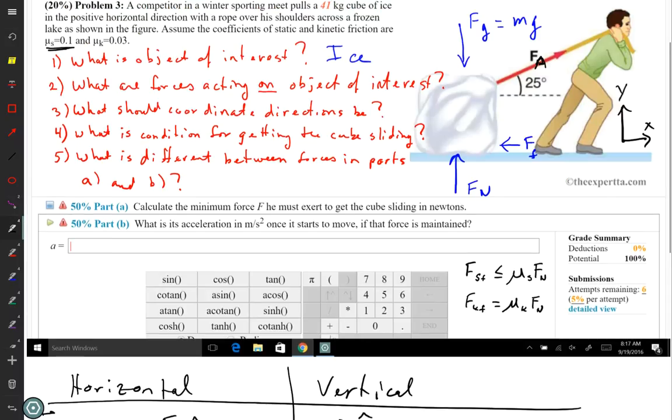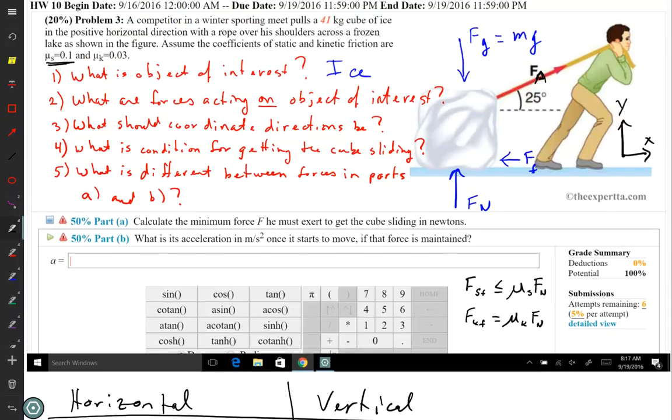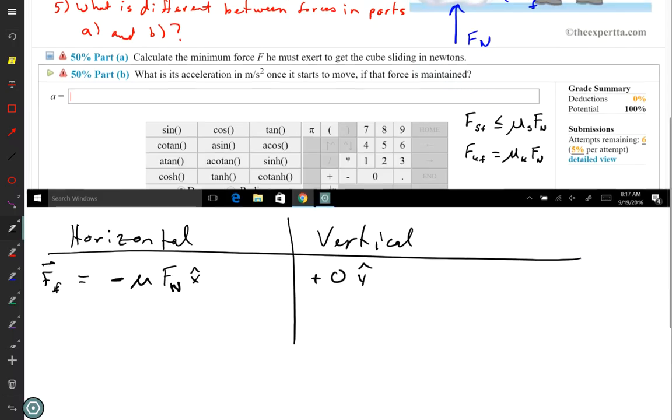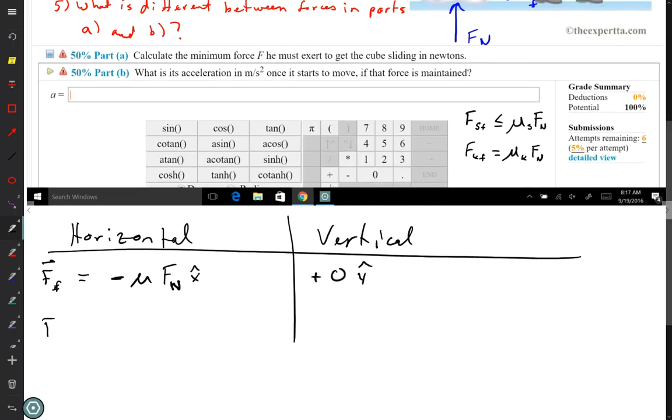Okay, second force. Let's go with force normal. What direction is force normal pointing? Up. It's exclusively up, so how much in the horizontal? 0. So that's going to be easy again. The force normal vector is equal to 0 in the x hat plus, because it's up, force normal magnitude in the y direction.